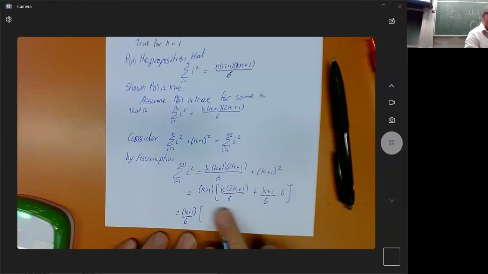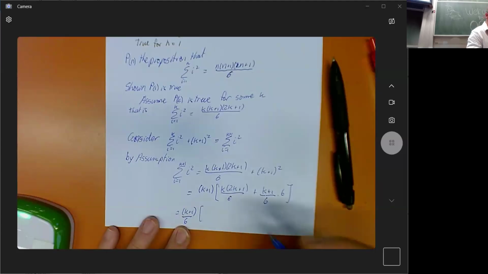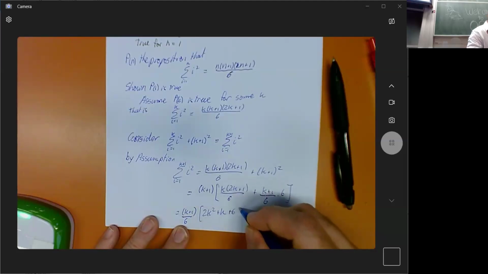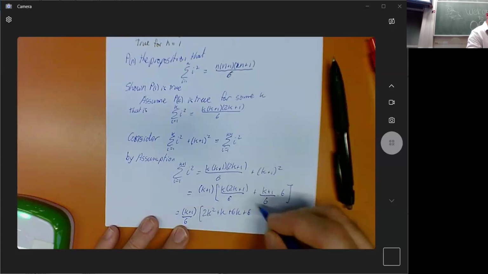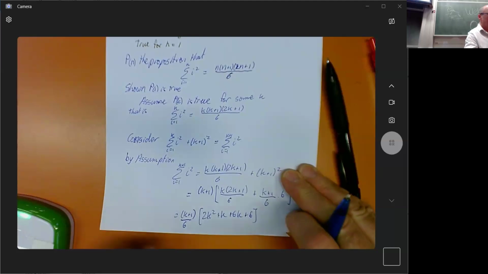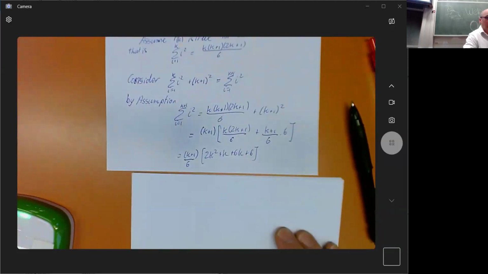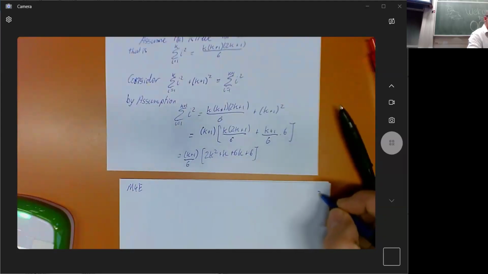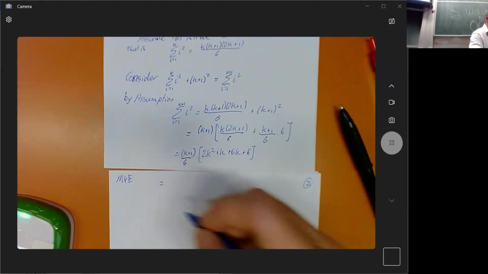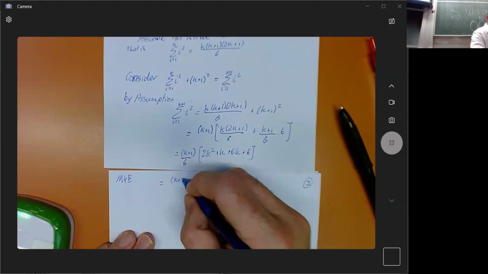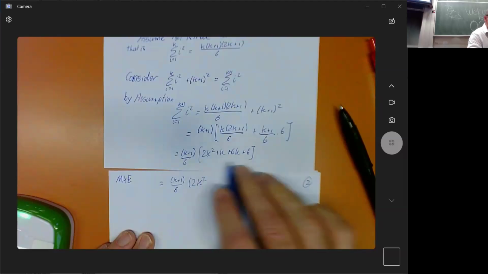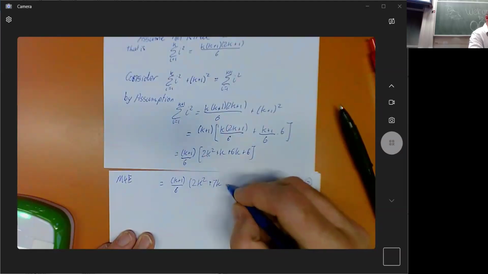All right, now you see I've taken the one on 6 part because they're both fractions on 6, and so I can just work with this numerator. So I'm going to have 2k squared plus k, and this bit is going to get me plus 6k plus 6. And so I'm going to say this is equal to k plus 1 on 6, and this bit is 2k squared plus 7k plus 6.